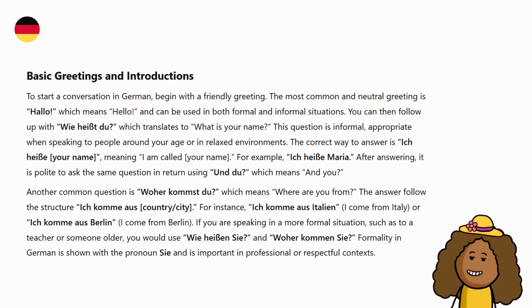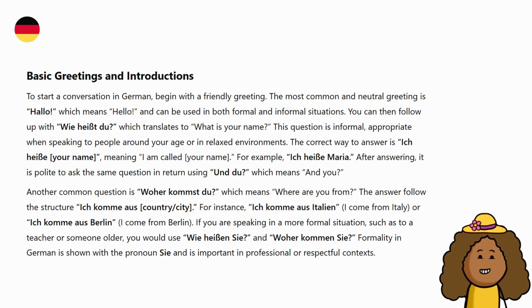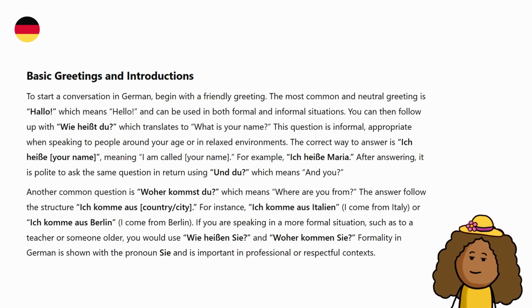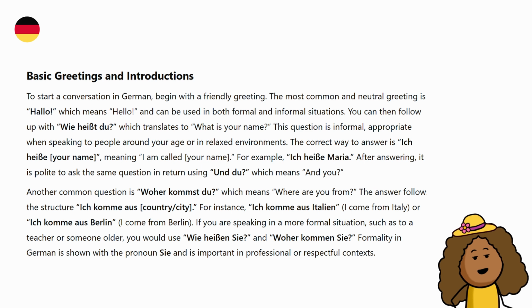To start a conversation in German, begin with a friendly greeting. The most common and neutral greeting is Hallo, which means hello, and can be used in both formal and informal situations. You can then follow up with Wie heißt du, which translates to What is your name? This question is informal, appropriate when speaking to people around your age or in relaxed environments.